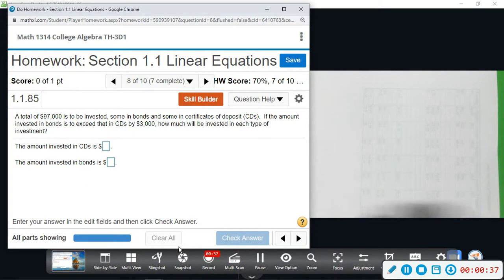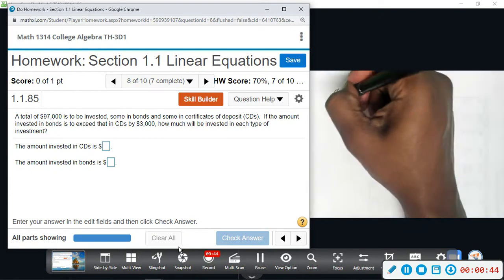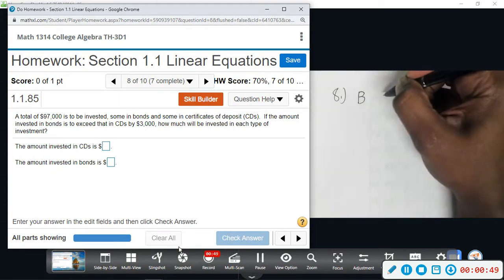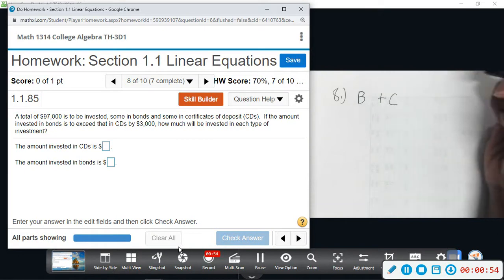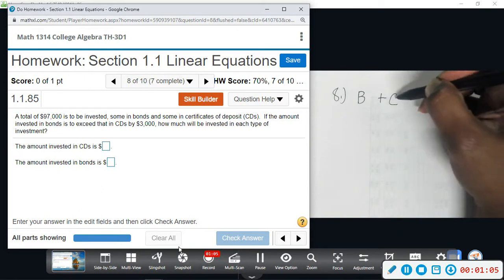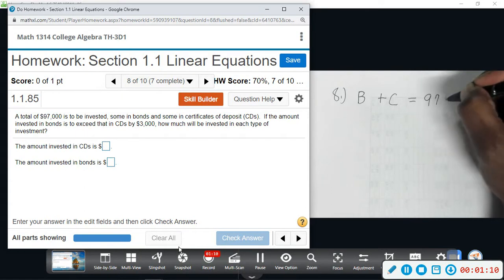So we need to come up with something that represents those. I'm just going to use the letter B to represent bonds and the letter C to represent CDs. So we have the total at the very beginning. They told us that the total is 97,000. So whatever amount I put in the bonds plus the amount that I put in CDs, the total has to be 97,000.